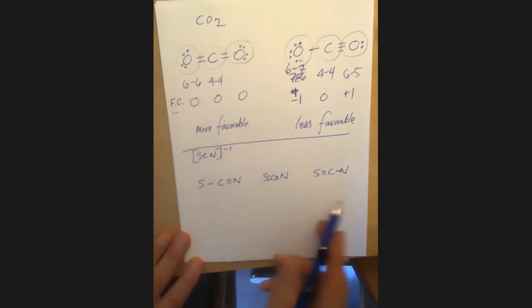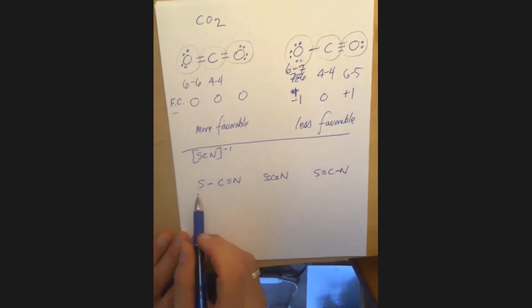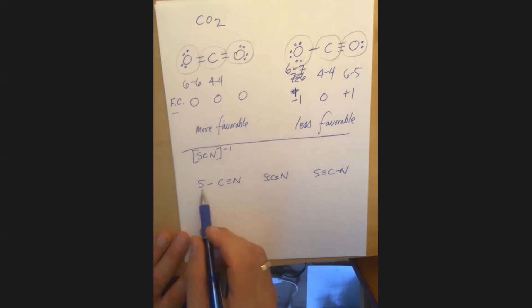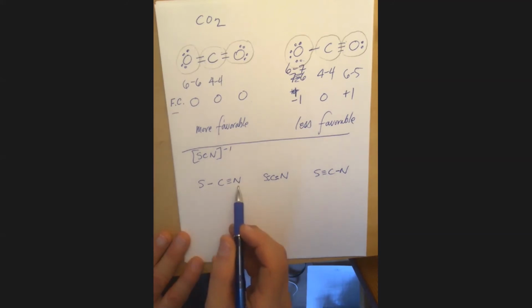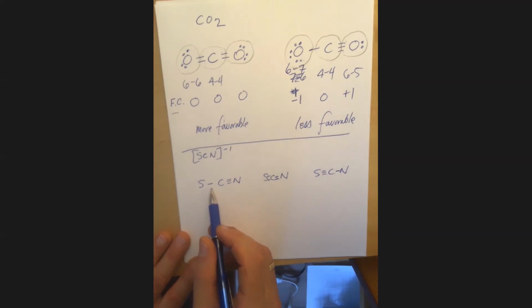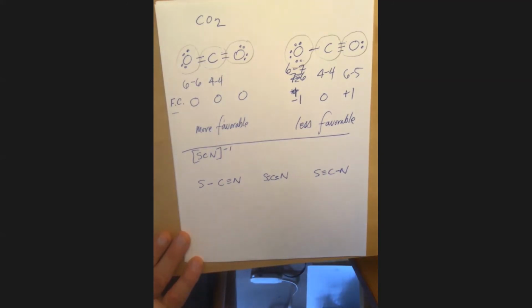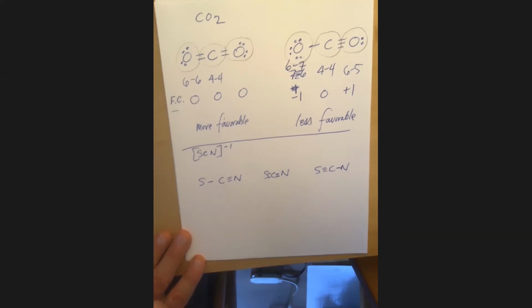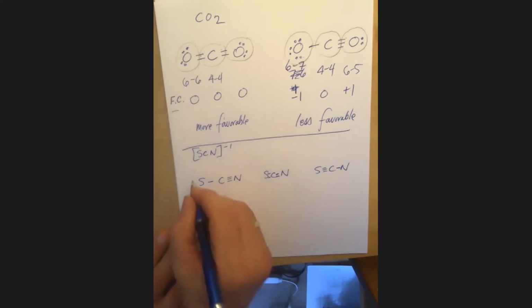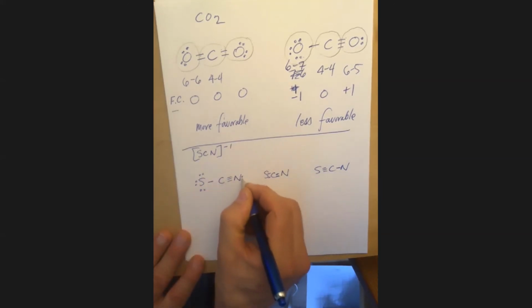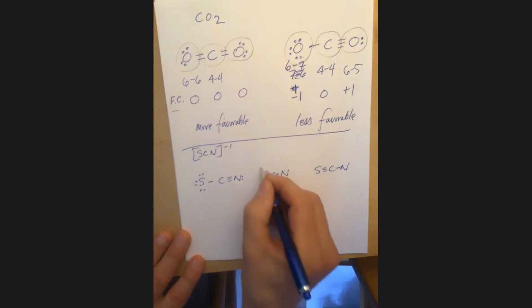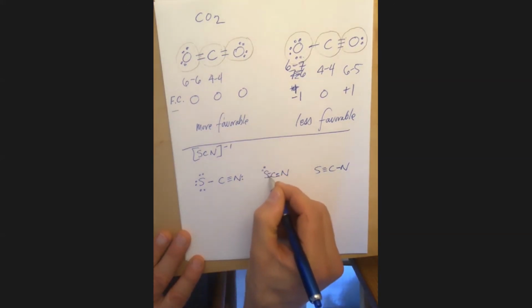So those are 3 possible structures for the thiocyanate ion, right? We know that it's carbon in the center with a nitrogen and a sulfur on either side, but we don't know whether it's a single bond and a triple bond, or 2 double bonds, or a triple and a single bond this way. Okay. So if I start putting some valence electrons around on those structures, oh, I should make this bond a little longer.